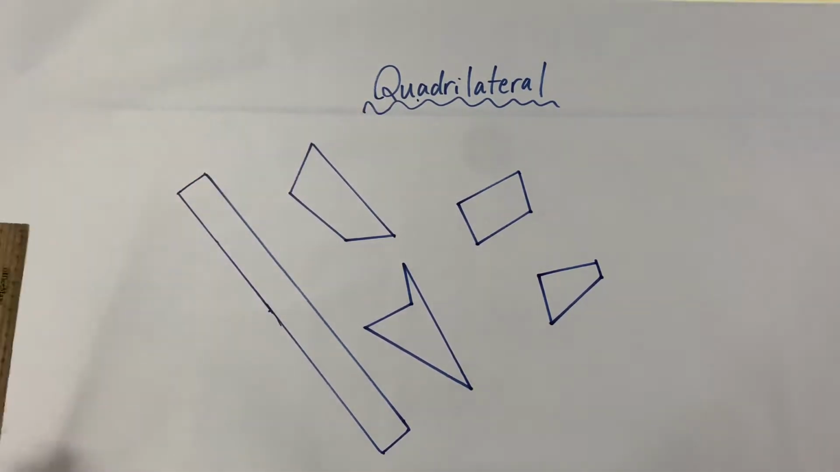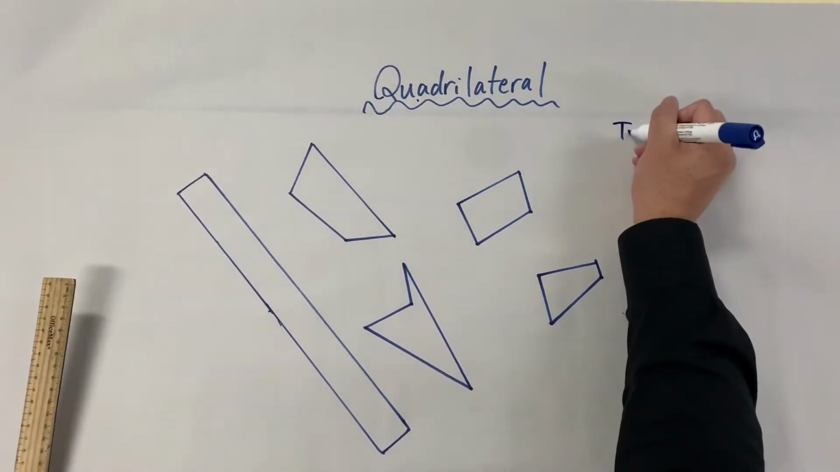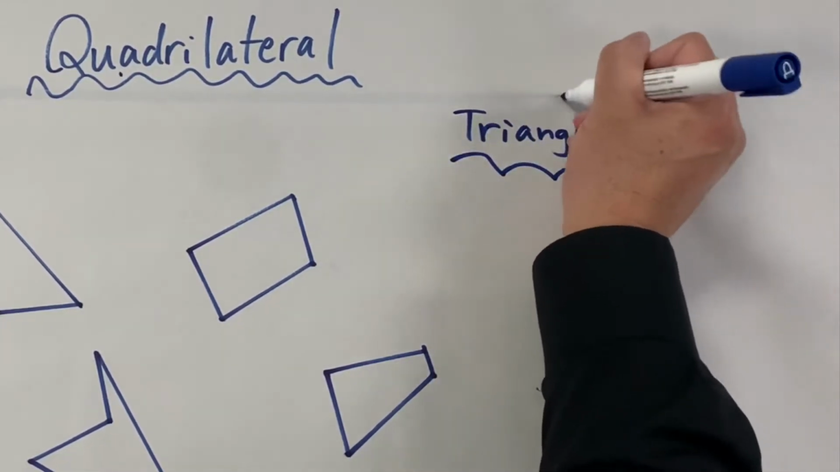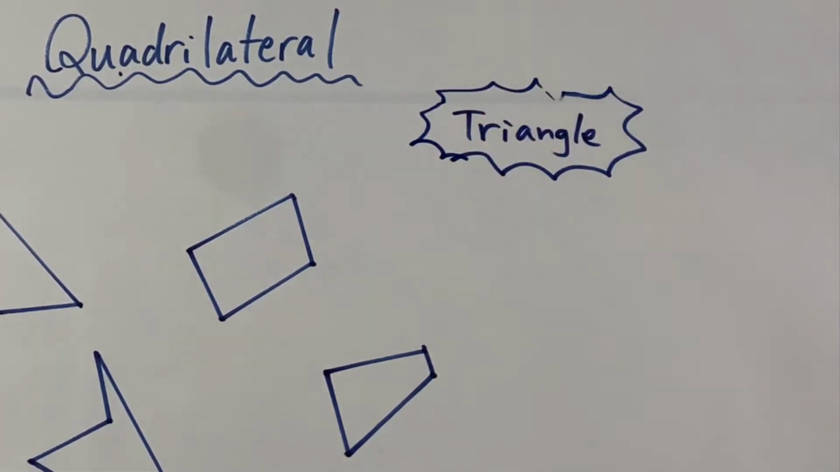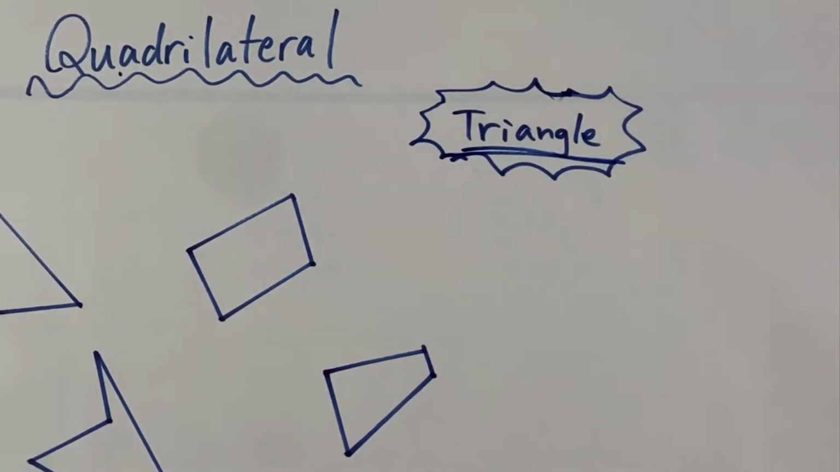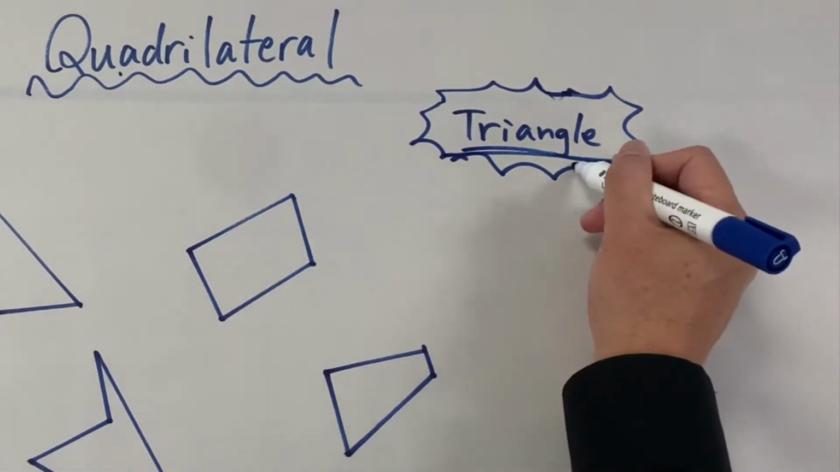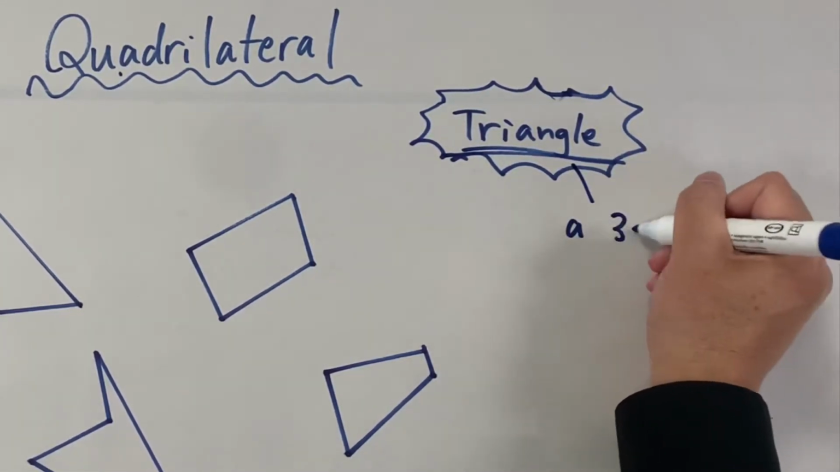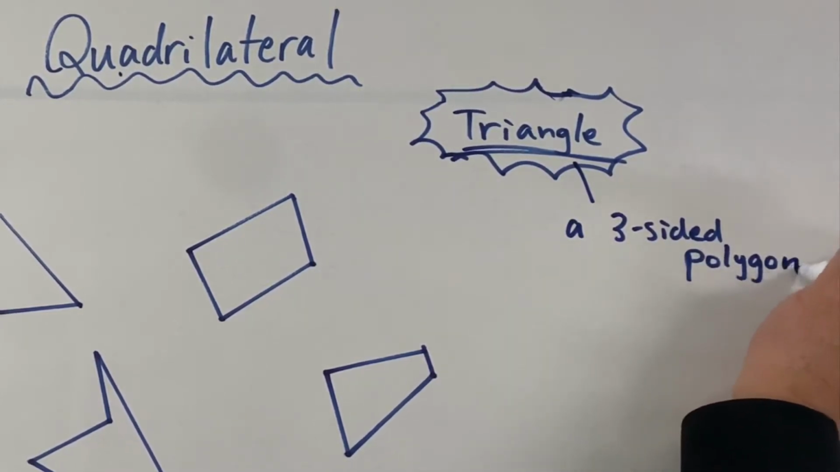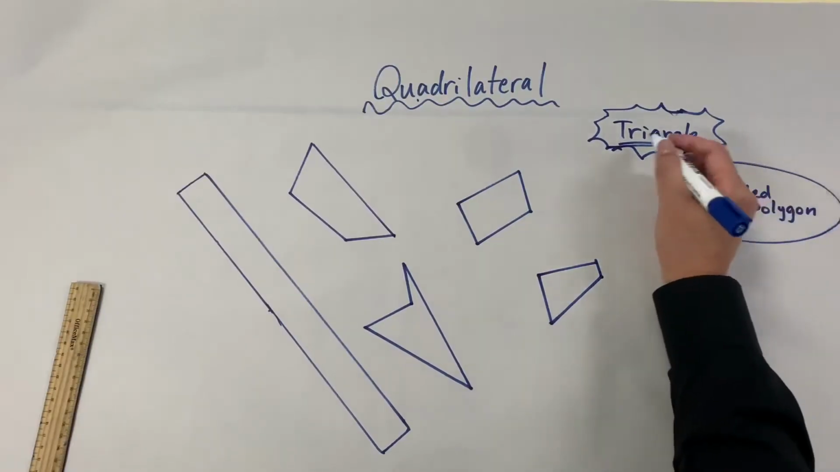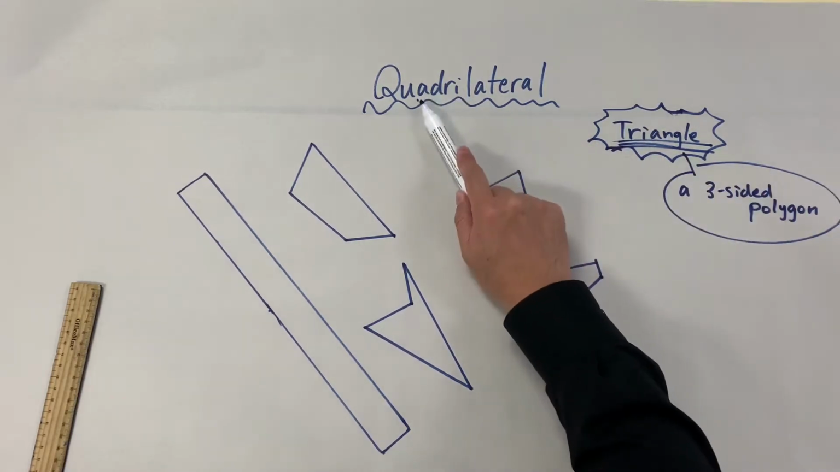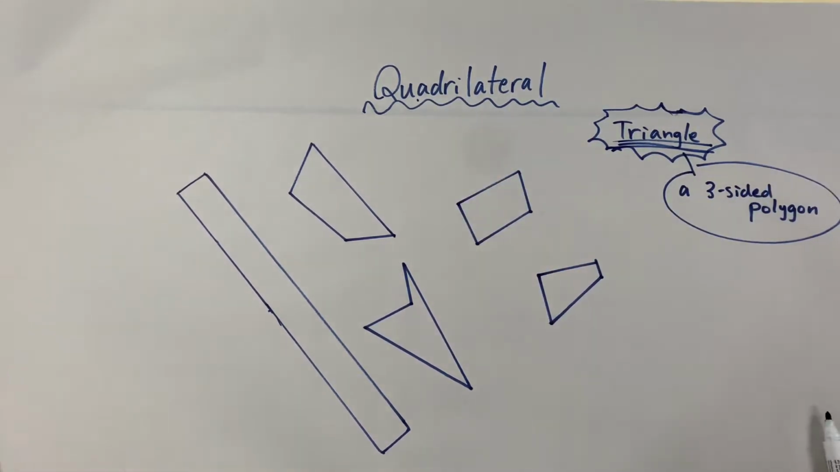Now, before you start that, do you remember what a triangle is? Or do you remember the definition of a triangle? I'll give you a clue. Triangle is a three-sided polygon. That was the definition of a triangle. What is the definition of a quadrilateral? Let's pause the video.